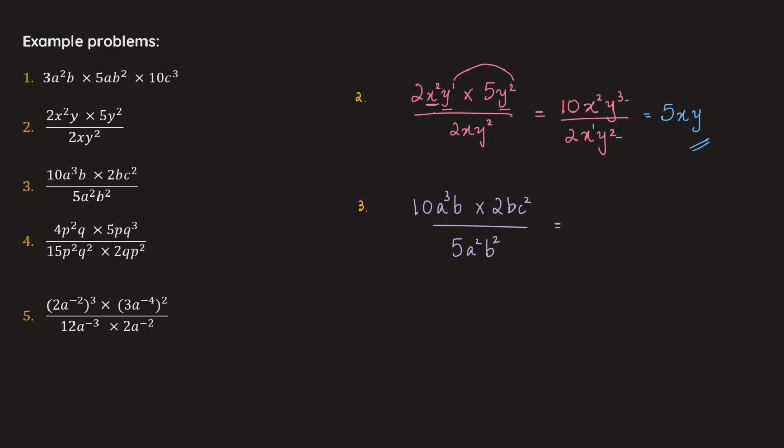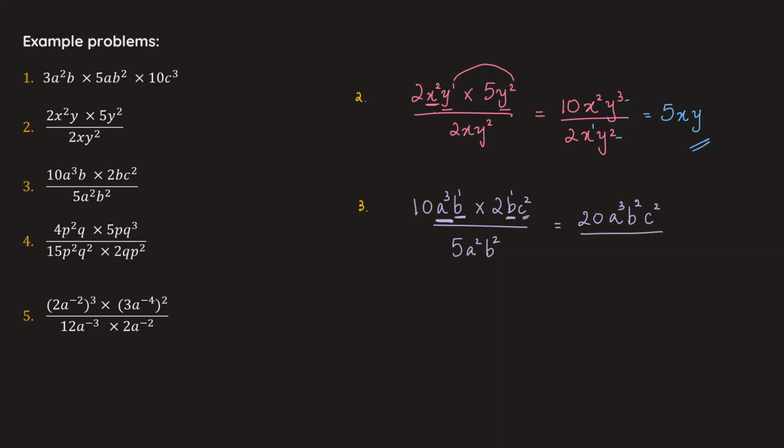We'll simplify the numerator first. 10 times 2, the coefficients, they multiply together. So 10 times 2 is 20. A cubed, and there is no other a in the second term, so that's just going to be a cubed. B times b is just b to the power 1 times b to the power 1, which is b squared. And then we have c squared, and we don't have any other c terms to pair it with, so we're just going to say c squared.